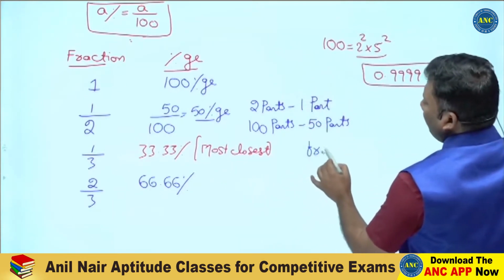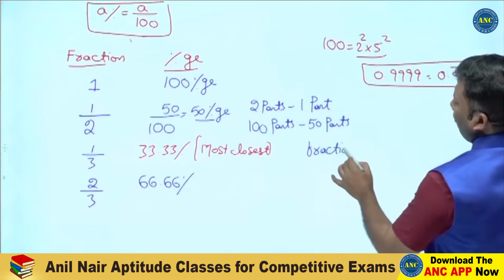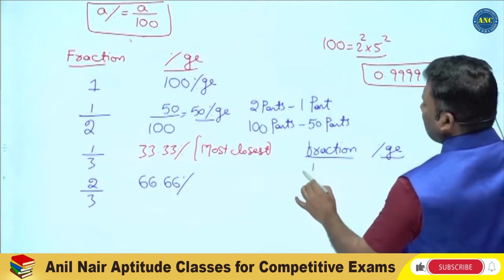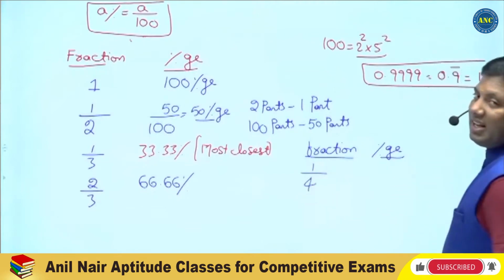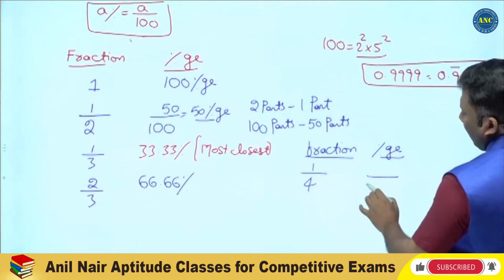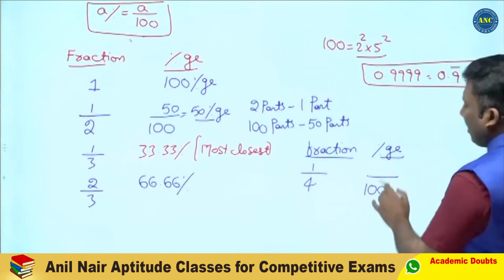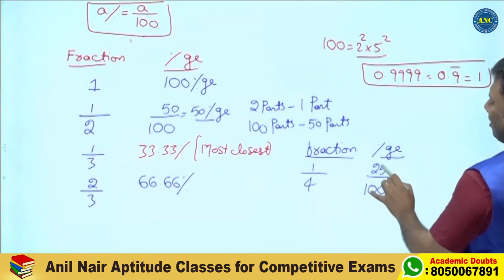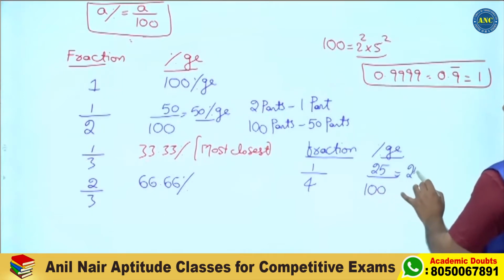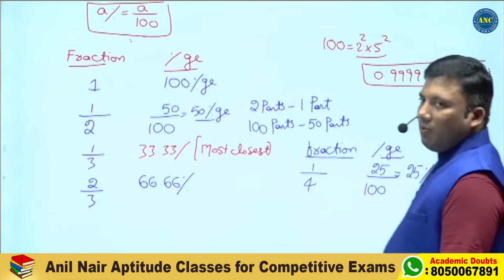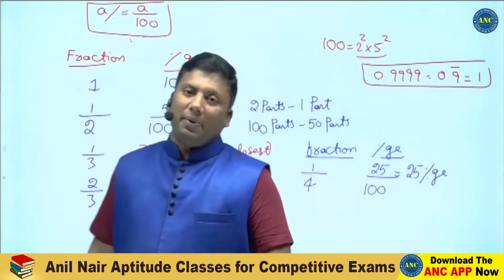1 by 4. Whenever somebody says 1 by 4, you should immediately say, out of 4 parts, I require 1 part. But in percentage, total parts are 100. 4 25s are 100, 1 25 is 25. So 25 on 100 is 25 percentage. 1 by 4 is 25 percentage.